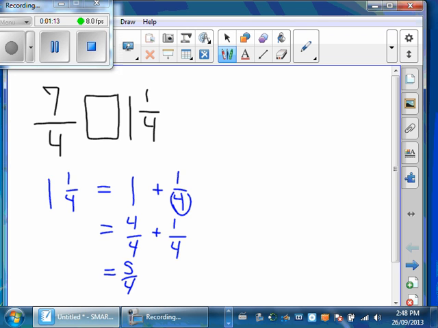So since we know that this is the same as saying 5 over 4, we know that 7 over 4 is clearly greater than 5 over 4, so therefore 7 over 4 is also greater than 1 1/4.